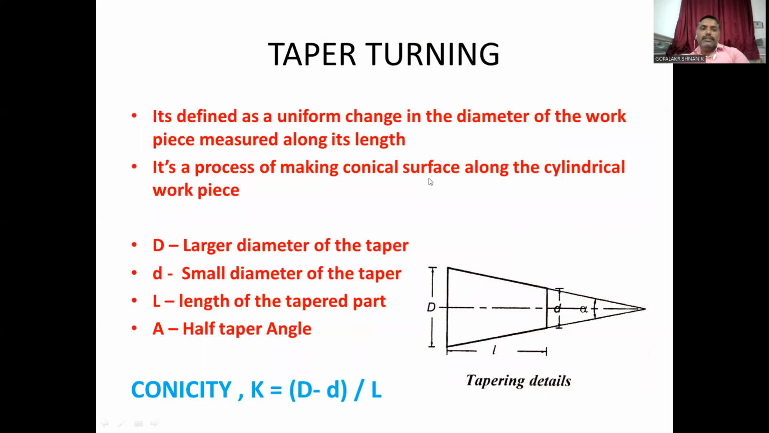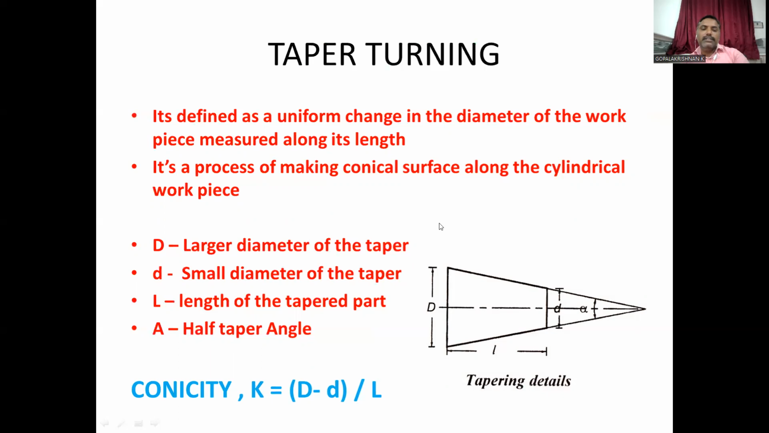Taper turning is a uniform change in the diameter of the workpiece measured along its length. That is, it is a process of making a conical surface along the cylindrical workpiece. Here, capital D is the large diameter of the taper, small d is the small diameter of the taper, L is the length of the tapered part, and capital A is the taper angle.